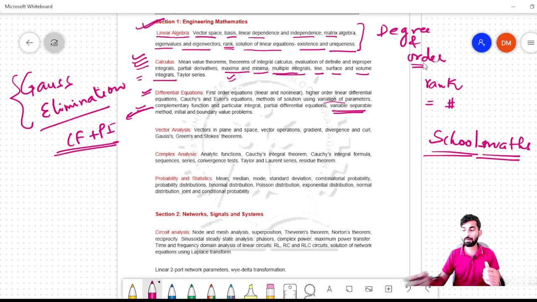In the calculus, they had combined everything like differential equations and vector analysis, vector calculus, everything. But now they have just separated everything out so that we could experience less difficulty understanding these topics. So they have organized it in a very great fashion.